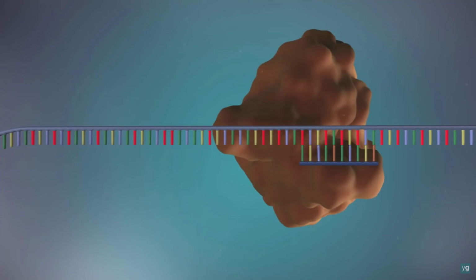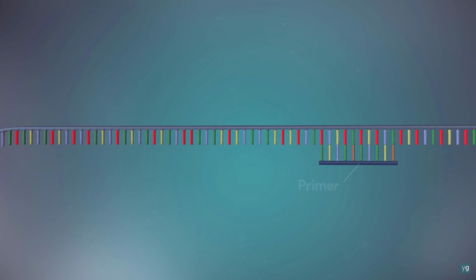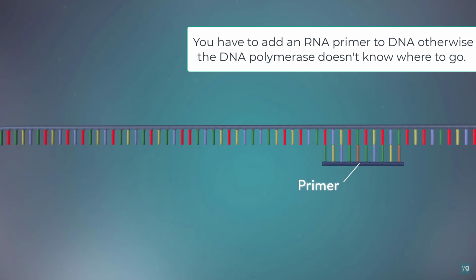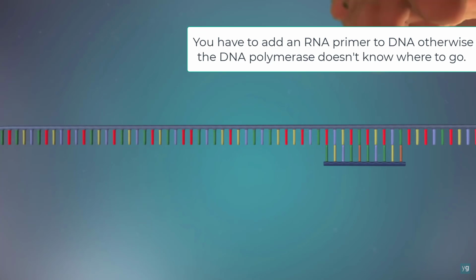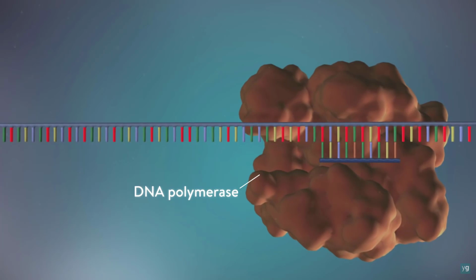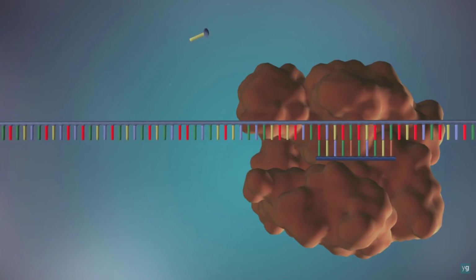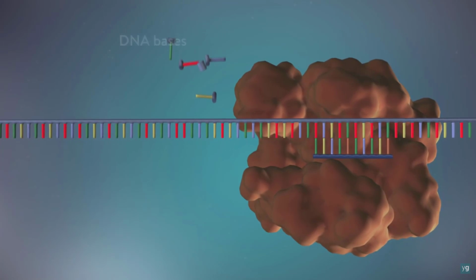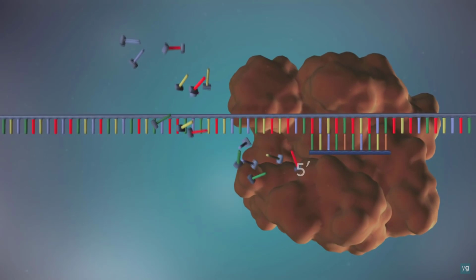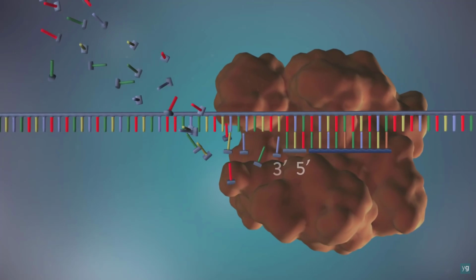This enzyme makes a small piece of RNA called a primer. This marks the starting point for the construction of the new strand of DNA. An enzyme called DNA polymerase binds to the primer and will make the new strand of DNA. DNA polymerase can only add DNA bases in one direction, from the 5' end to the 3' end.